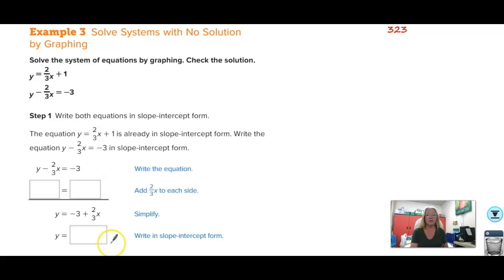Now, you would think it would be easy to spot these, but what they're going to do is give you two equations, and one or more will not be in slope-intercept form. And that's the case here. This one's in slope-intercept form, so we're fine with that one, but this one is not. To get it into slope-intercept form, we have y minus 2/3 x equals -3. To get y by itself, we have to get rid of this minus 2/3 x. We do that by adding 2/3 x to both sides of the equation.